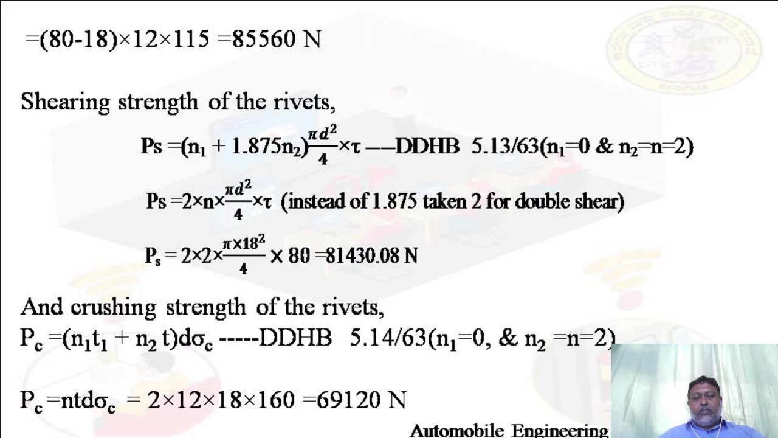The last is the crushing strength of the rivet, that is given by (n1 plus n2) t d sigma c, where the equation is 5.14 in the data handbook. Now you substitute the values of n1 and n2, where n1 is 0 because it is a lap joint and n2 is for a butt joint. 2 into 12 into 18 into 160, the value comes to 69,120 newtons. Out of these three values, the least is PC, because it is 69,120 newton.